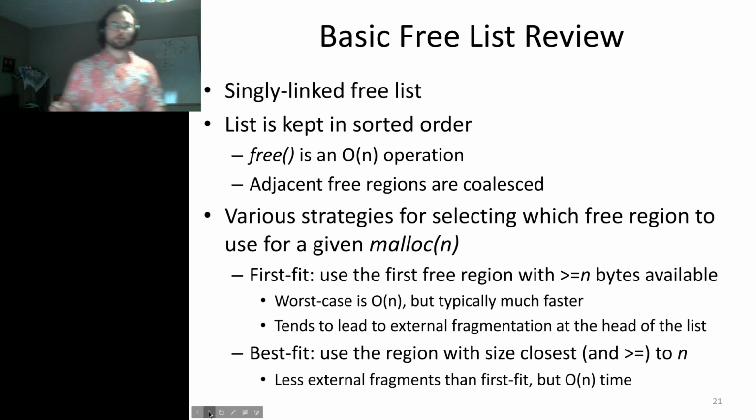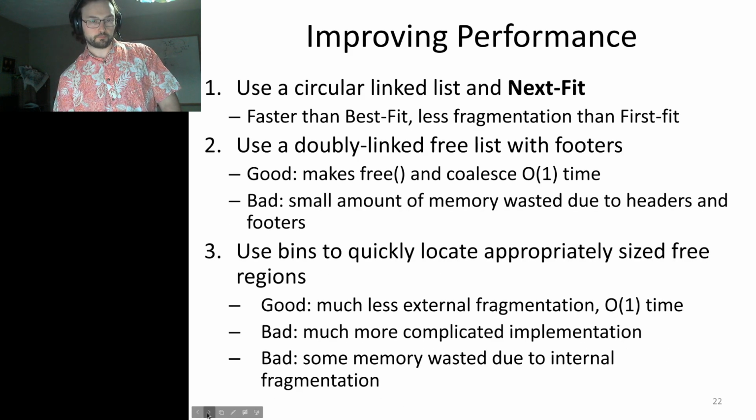So free list review, we started with a singly linked list. We're keeping it in sorted order in order to try to optimize coalescing. That makes free a linear time operation. We're going to coalesce adjacent regions to minimize fragmentation. And we have first fit or best fit, and really it doesn't matter. They're both, as it says here, the worst case in both cases is linear time, and it's claiming that first fit is potentially going to be faster.